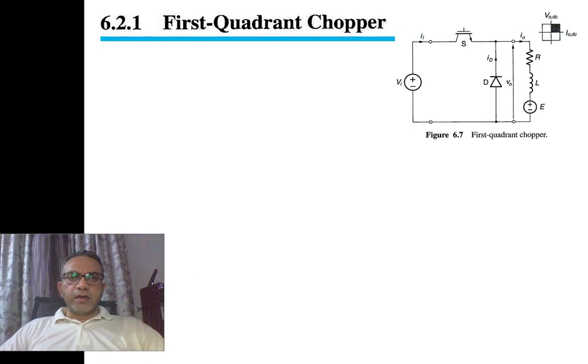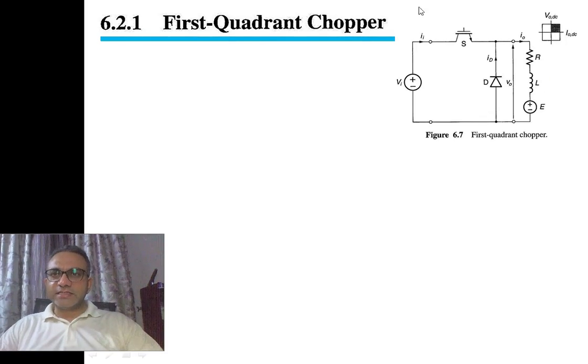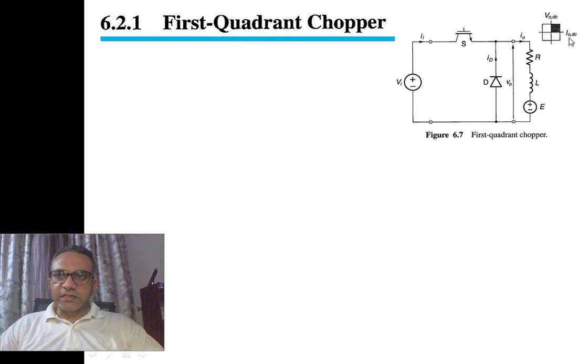Now we will look at article 6.2.1, the first quadrant chopper. This is the DC-DC step-down converter working in the first quadrant. The circuit diagram consists of input voltage, switch S, freewheeling diode D, and the load. The load is the usual DC motor. This small diagram shows that this converter only works in the first quadrant. On the x-axis we have output current, on the y-axis we have output voltage, and this shows that this converter will only work in the first quadrant.